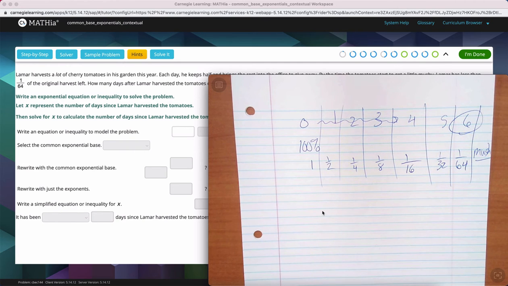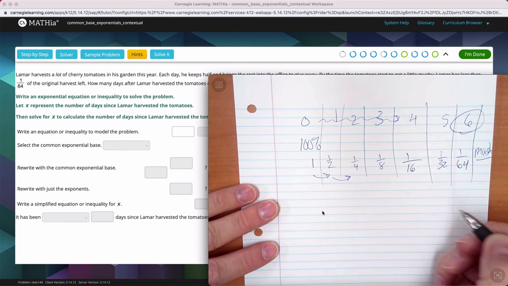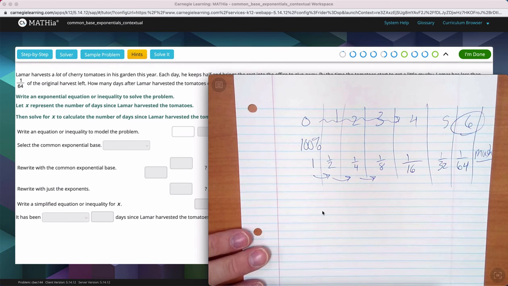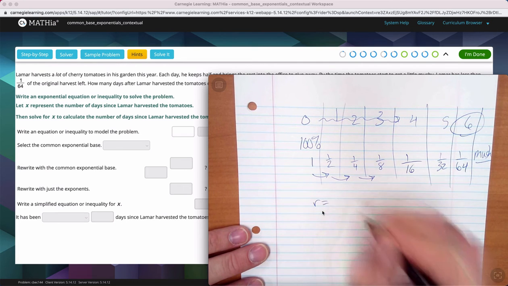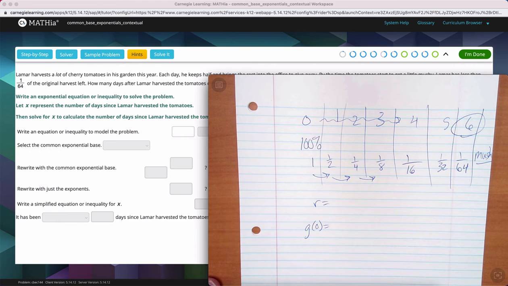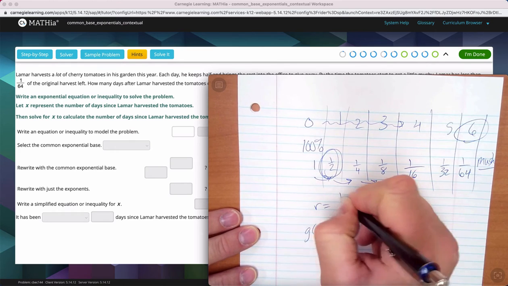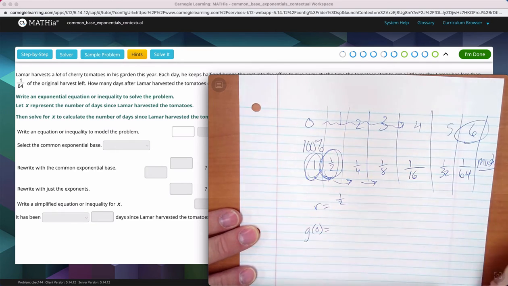To write an inequality for this one, we've got to think about what's consistently happening. How do we go from 1 to 1/2? How do you go from 1/2 to 1/4? How do you go from 1/4 to 1/8? This is the structure of a geometric sequence. We need to know both r and g sub 0 in order to be able to write the equation. Well, the way to find r is to take the second number and divide it by the first number.